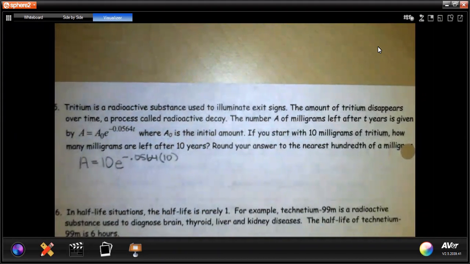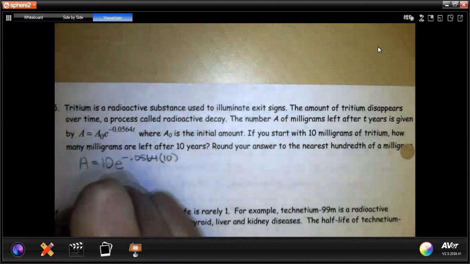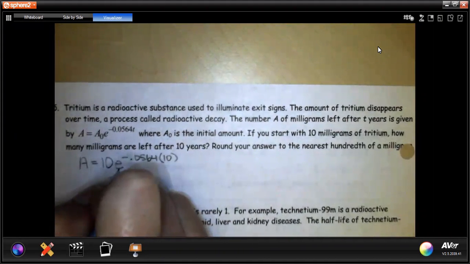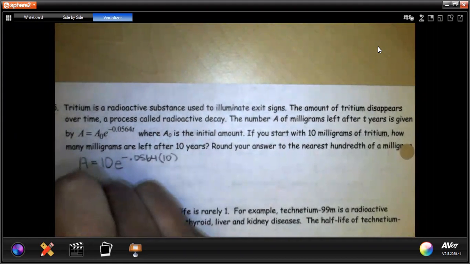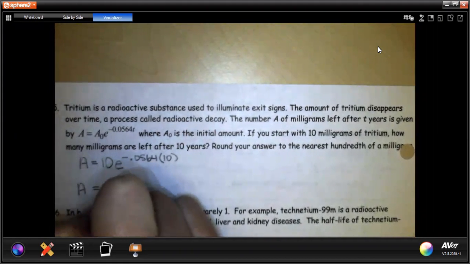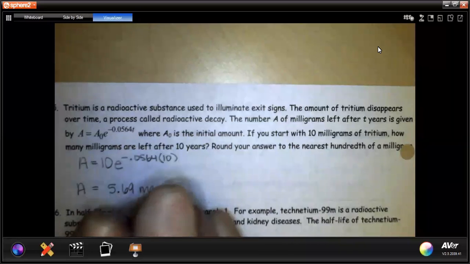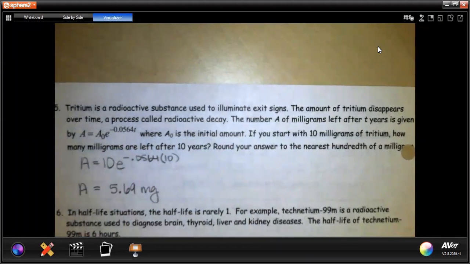So just like the other ones, if they give you a formula, just use the formula in the problem to solve the problem. We plug this into the calculator using the E from the calculator. And so we get our total amount left is 5.69 milligrams. Any equation where they give you it, that means that that's the formula they want you to use.